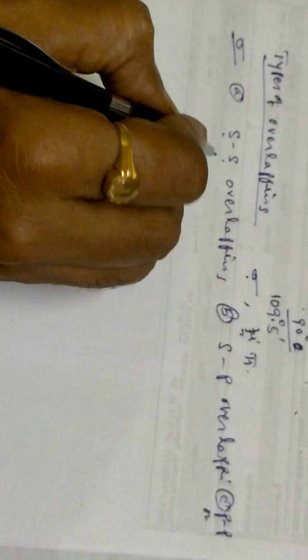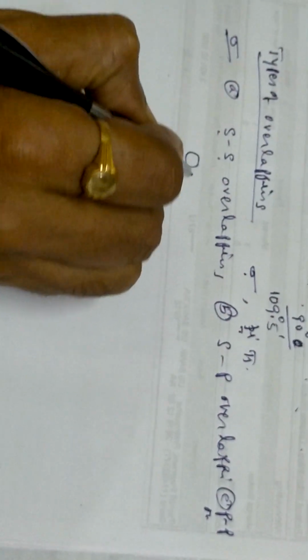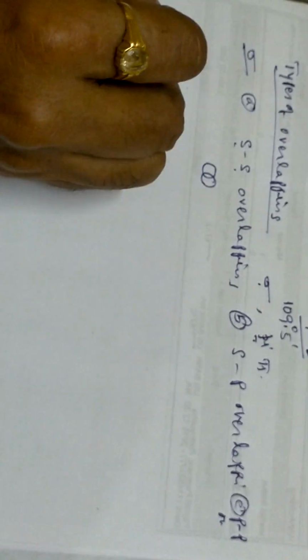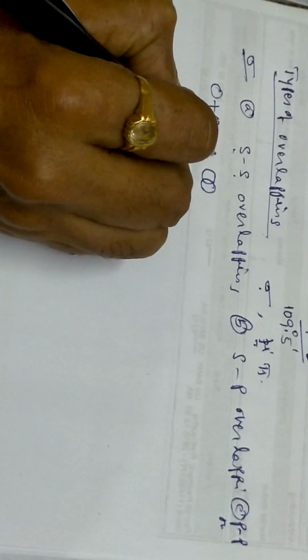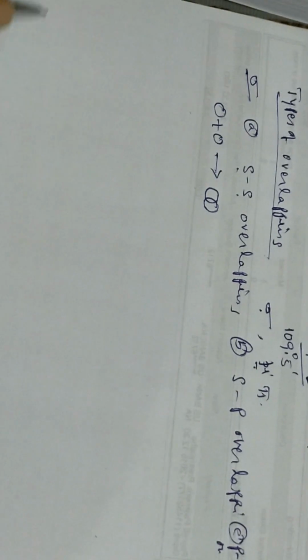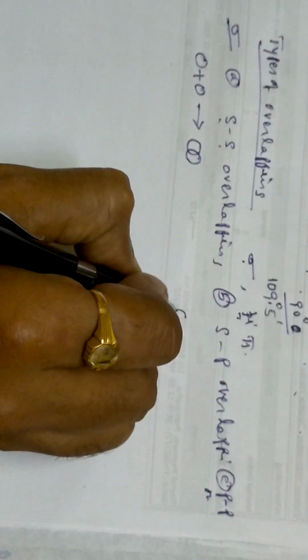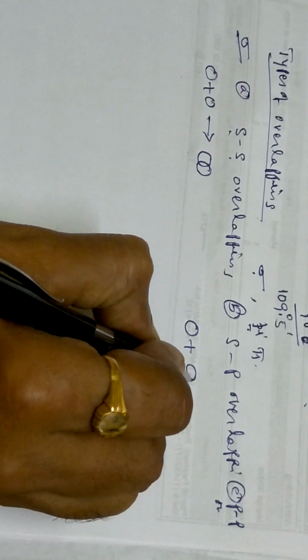So if it is an SS overlapping, that means a small s and another small s, and these two will be like this. This is SS overlapping. In the SP overlapping, S is like this and P is a dumbbell.